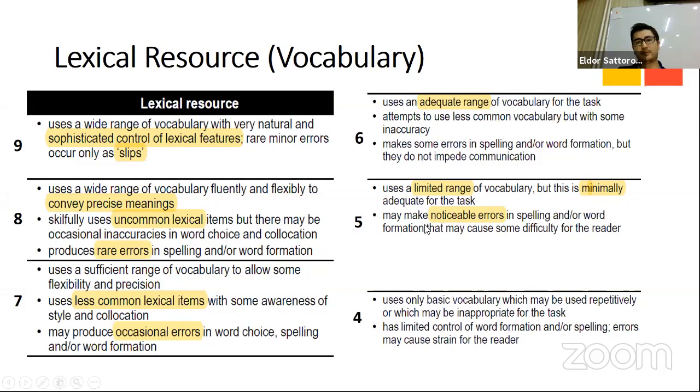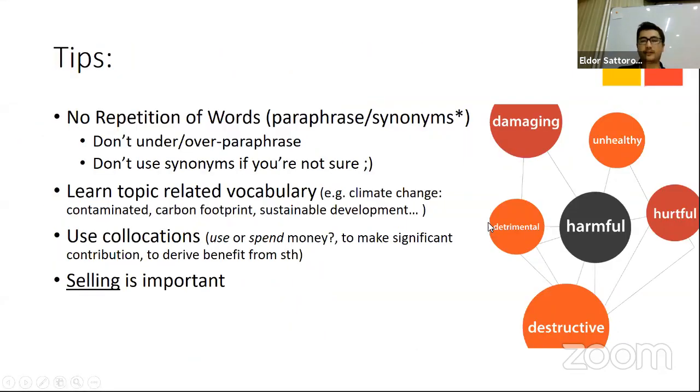Okay, let's have a look at some of the examples here. Tips, okay, some tips. So no repetition of words, and paraphrase and use synonyms if possible. Yeah, I mean, the paraphrasing is the interesting part because you don't want to always paraphrase. Not every word or phrase is paraphrasable.